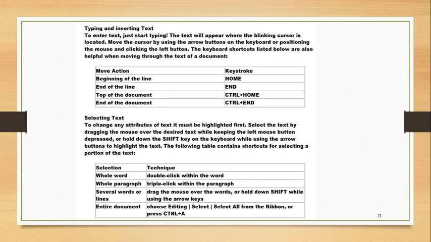Therefore, you have the selection and the technique. If you want to select the whole word, you double-click within the word. When you want to select the whole paragraph, you triple-click within the paragraph. If you want to select several words or lines, you drag the mouse over the words or hold down the Shift key while using the arrow keys. The entire document, you can press Ctrl+A or select it from the ribbon. The best and easiest method is to press Ctrl+A.